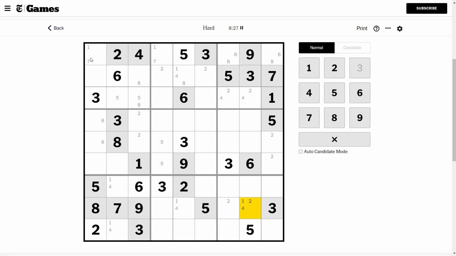In column 1, 1 is still a missing digit, and these 3 cells see 1. So in column 1, the digit 1 is forced into one of these 2 cells.